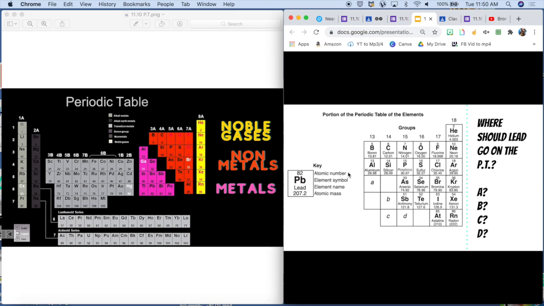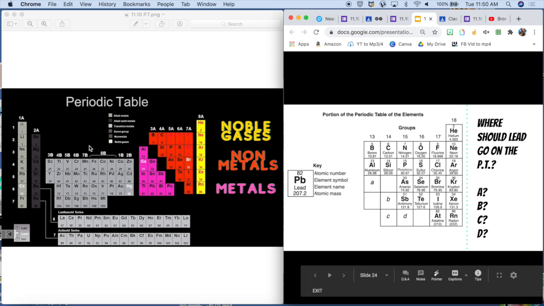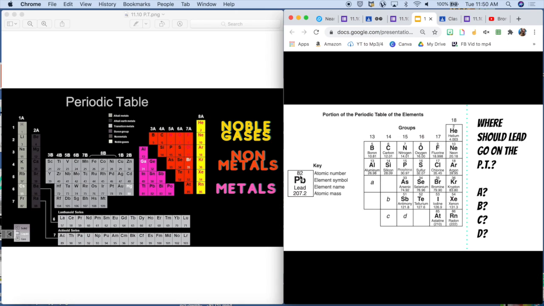All right, here's where we got a little bit more tricky. This question is asking you where lead should go on the periodic table. You don't even need the key to answer this question. Check out that atomic number. You'll notice that the atomic number is 82. For this question, you're looking for patterns with these atomic numbers.